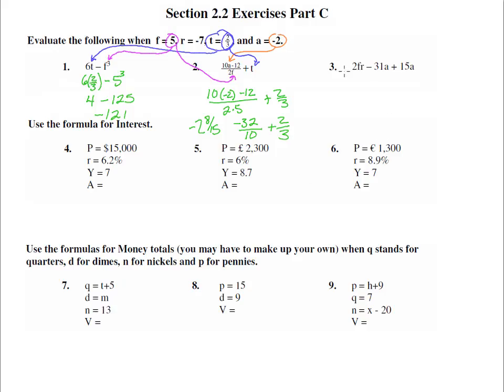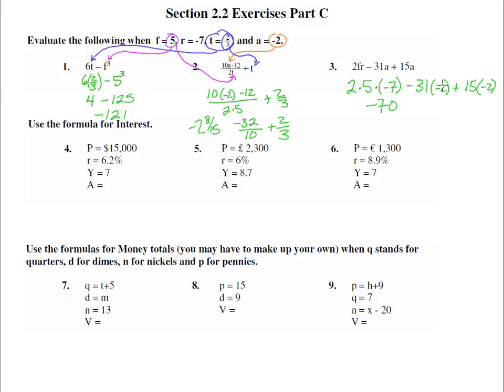Number 3. Ooh, we have a lot of them here. 2 times f, which is 5, times r, which is negative 7, minus 31 times a, which is a negative 2, plus 15 times a, which is a negative 2. So we've stuck all of these in where they go. 2 times 5 is 10, times a negative 7 is negative 70.